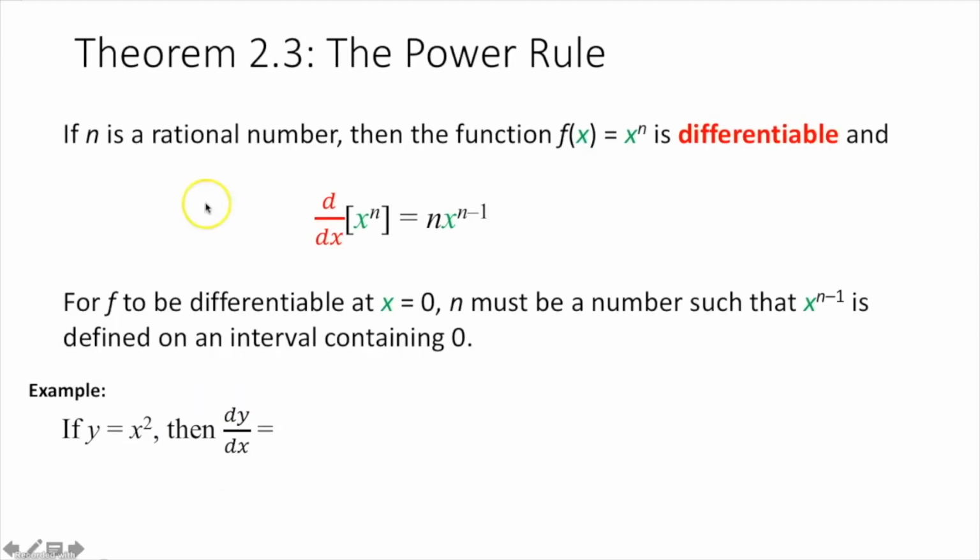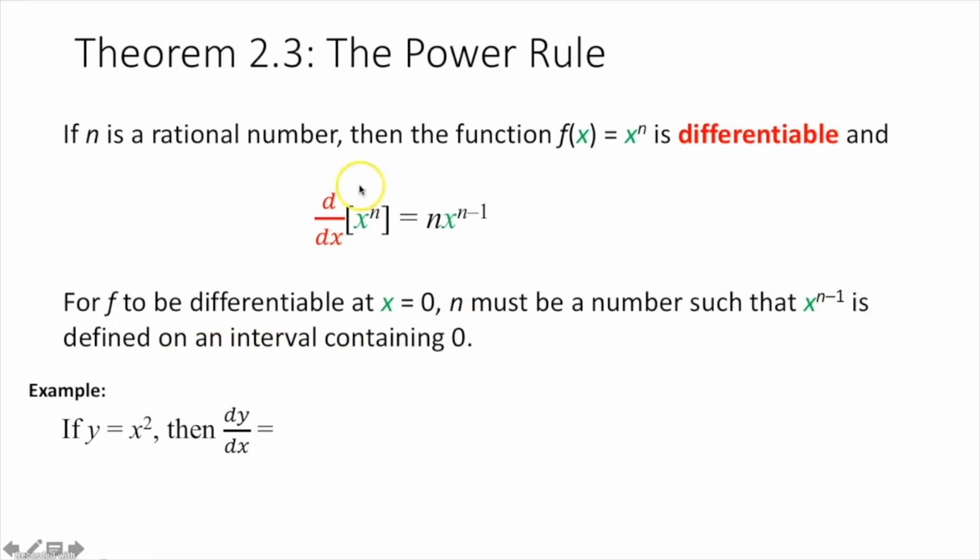Now we're going to talk about the power rule, and the power rule is going to change your life. This says if n is a rational number, then the function f of x is equal to x to the nth power is differentiable, and d/dx, the derivative of x to the nth power, is equal to n times x to the n minus 1 power. For f to be differentiable at x equals 0 though, n must be a number such that x to the n minus 1 power is defined on an interval containing 0.